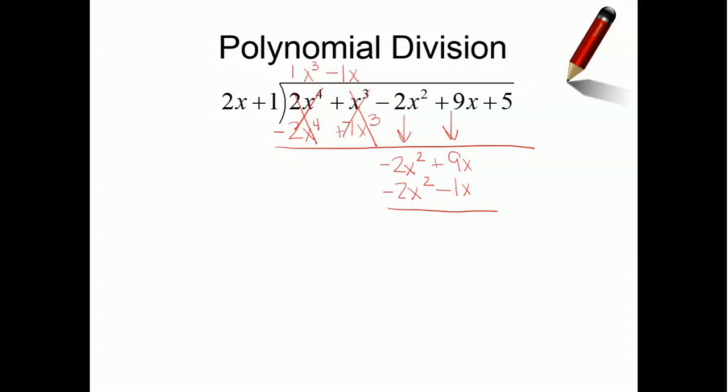Now, don't forget, change your signs. So I'm going to make those both positive. So negative 2x squared plus 2x squared, gone. Looks like I get 10x right there. Take that 5, drop them all the way down.